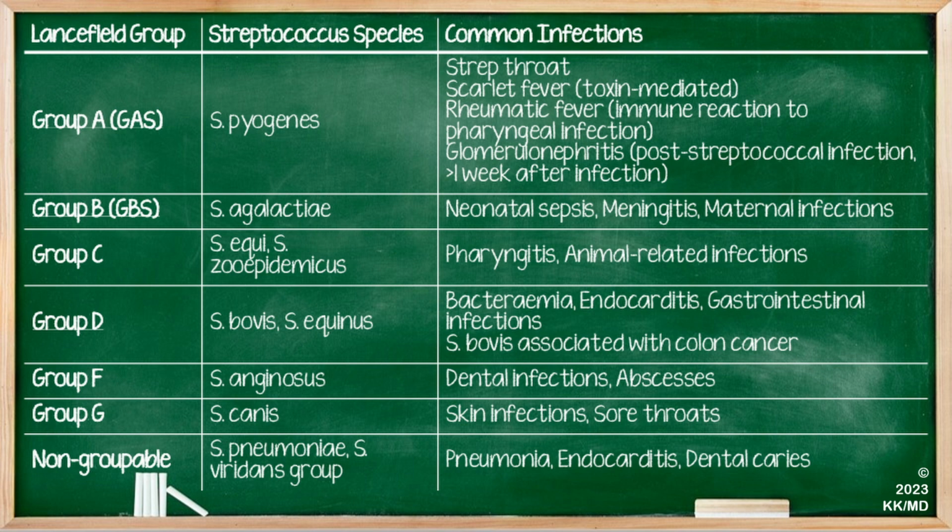And if we just skip down to Group D Streptococcus, this includes Strep bovis and Strep equinus. And these cause bacteremia or gastrointestinal infections, particularly in the case of Strep bovis. Strep bovis can also cause infective endocarditis and is associated with the onset of colon cancer. Again, worth looking at this table slowly in your own time so that if, for example, a question on Group B strep comes up, you can associate it with the correct type of infection and therefore have a guess at how it is treated and managed as well.